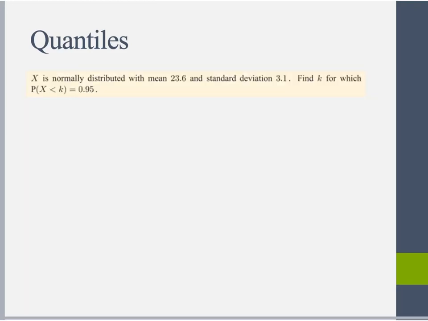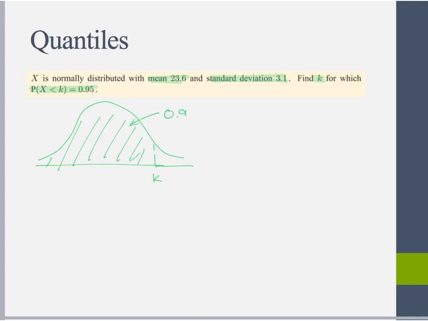So if we look at this example here, we've got that X is normally distributed with a mean of 23.6 and a standard deviation of 3.1. Now we want to find K for which the probability of X less than K is equal to 0.95. So we're going to go to that inverse norm function. But before we do that, it's always good to sketch out a curve. I'm in green because I had my highlighter in green. So what we're trying to do is basically find K so that this here is 0.95 or 95%. So we want to find this value here.